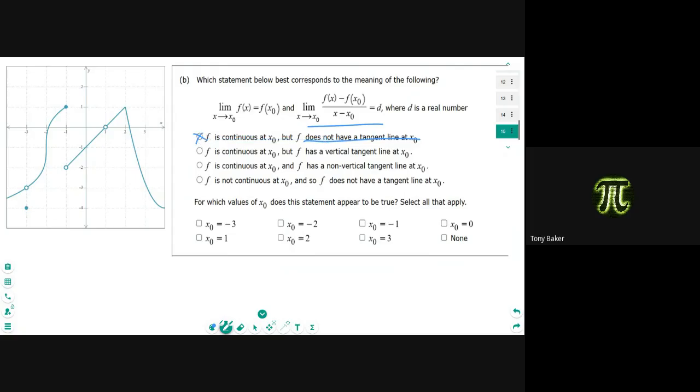No, the third one just says it's non-vertical, which is fine. Can I eliminate the last one? Yeah, that's the one I thought of right after. I'm like, okay, it has to be continuous. And that's because of that statement, right? That statement means it's continuous. So I can eliminate that one.